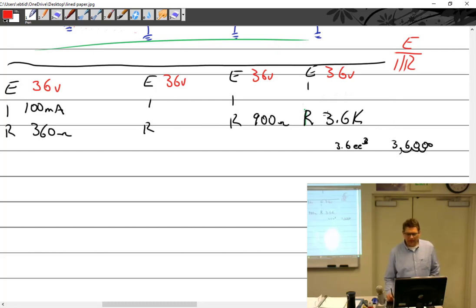So I could do I right here is E divided by R. So it's 36 divided by 3.6K. So 36 divided by 3.6 second EE to the third equals 0.01. I would do 36 divided by 900 equals 0.04. And so this must be what?